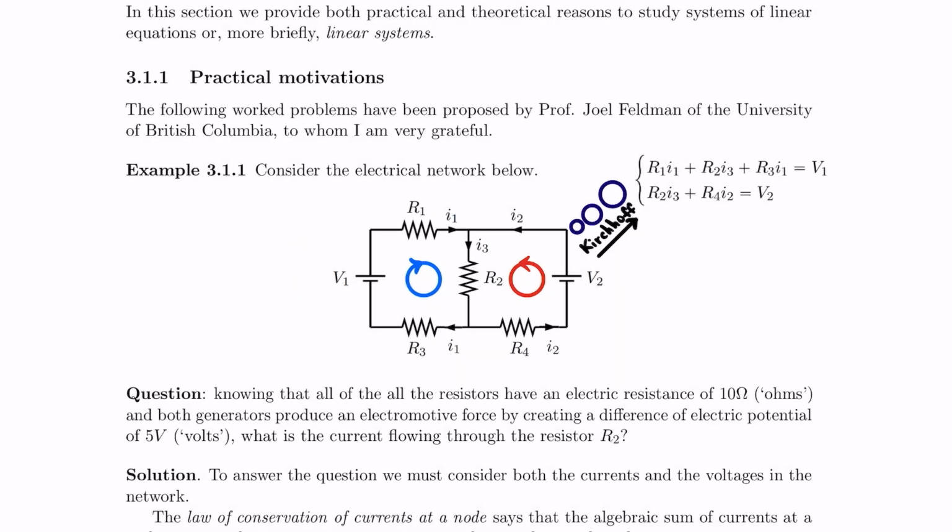In our network, we have two closed paths, also called loops. The first loop indicated in blue is this one here, and the second loop indicated in red is this one here. If we apply Kirchhoff's law on the blue loop, we have V1 equals R1 times I1 plus R2 times I3 plus R3 times I1. Now Kirchhoff law applied on the red loop gives V2 equals R2 times I3 plus R4 times I2.